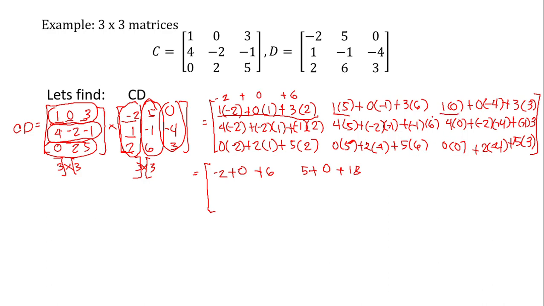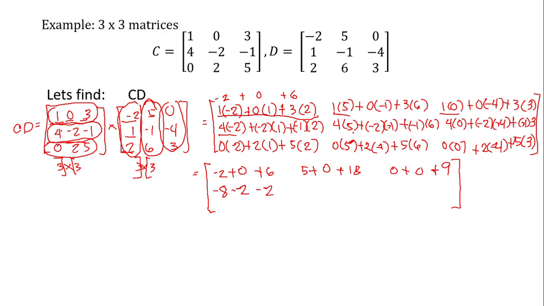Dito naman tayo sa pangatlo. So, we have 1 times 0 is 0. Plus 0 times negative 4 is 0. And 3 times 3 is 9. So, plus 9. Okay? Dito naman tayo sa pangalawa. So, we have 4 times negative 2 is negative 8. Negative 2 times 1 is negative 2. Negative 1 times 2 is negative 2.